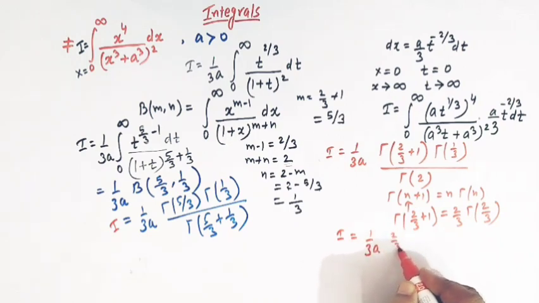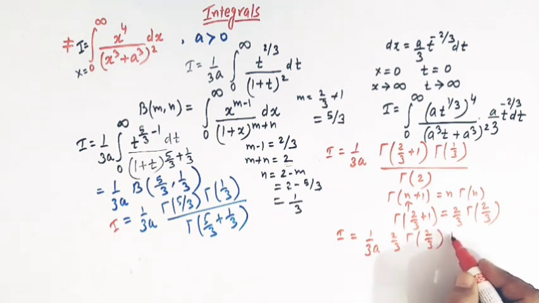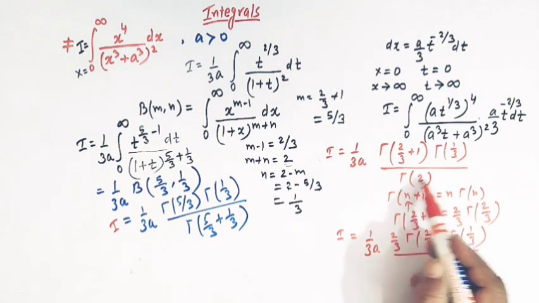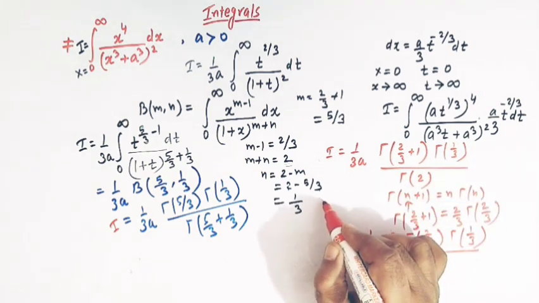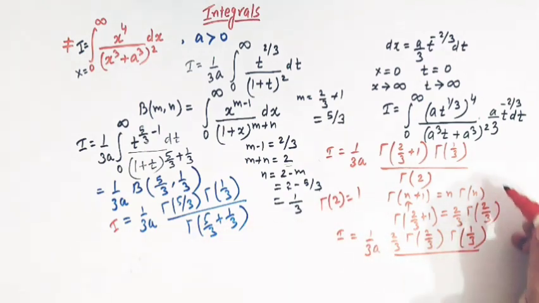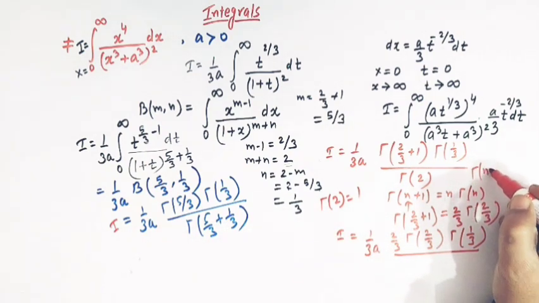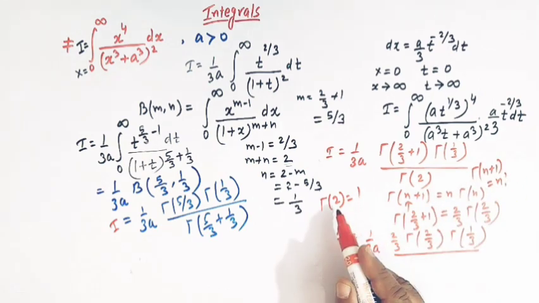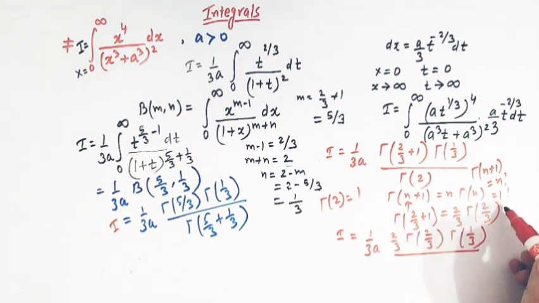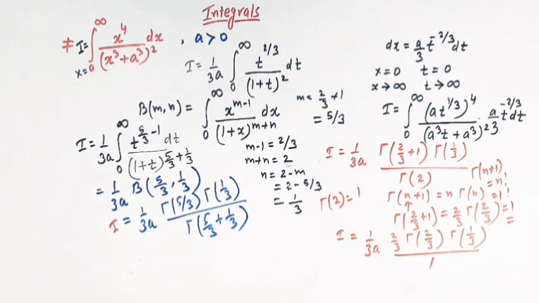So I is now equal to 1 over 3a. This is 2 by 3 times gamma of 2 by 3, and here we have gamma of 1 over 3 divided by gamma of 2, right? Now see, gamma of 2 is equal to 1, because we know that gamma n plus 1 is equal to n factorial. So n is 1 because 1 plus 1 is 2. So 1 factorial is equal to 1, right? So here we have 1.